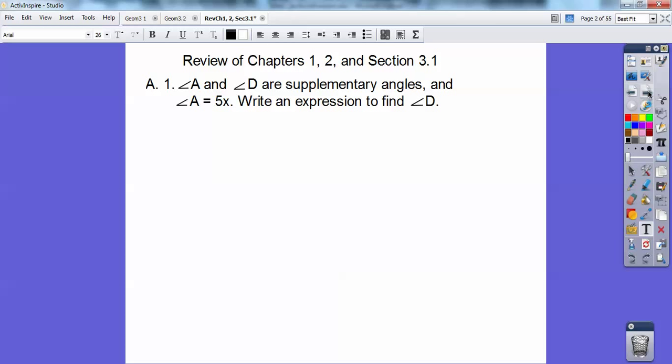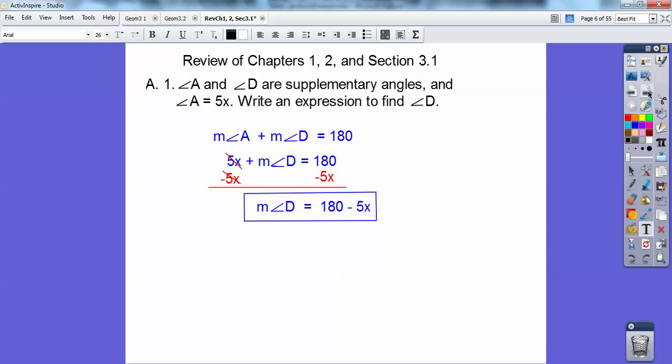If angle A and angle D are supplementary angles, and A is 5x, write an expression to find D. Well, if they're supplementary angles, that means they add up to 180. Remember, complementary is 90, supplementary is 180. So put in 5x and then subtract 5x from both sides, and you get 180 minus 5x.